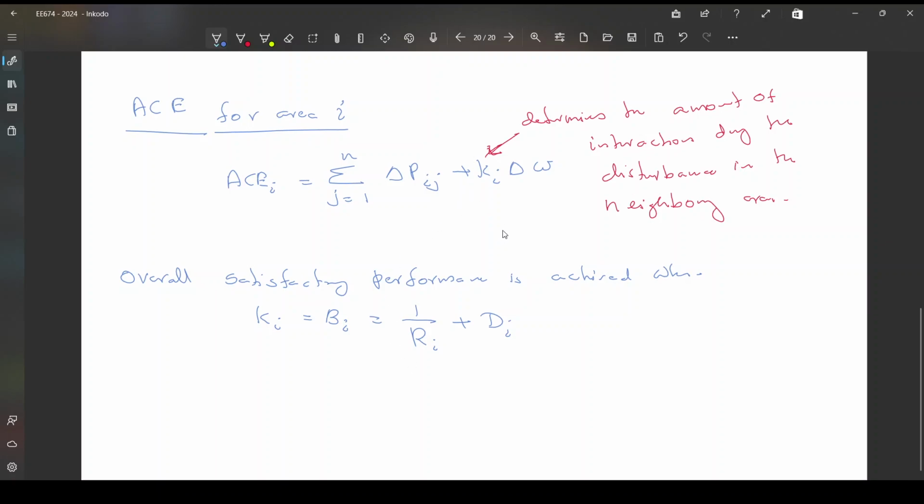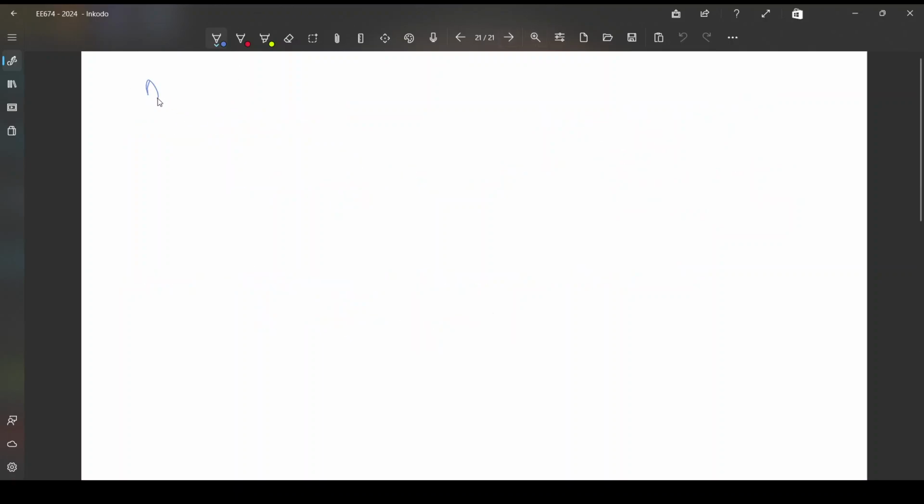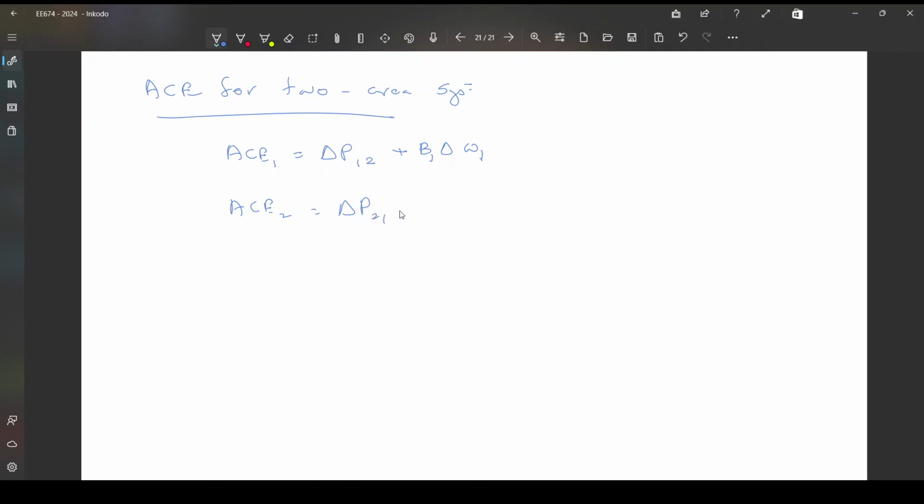So if you consider the two area network that we were discussing, we can write the area control error for the two area system as ACE1 equals delta P12 plus B1 delta omega 1, because K1 is equal to B1, and ACE2 equals delta P21 plus B2 delta omega 2, right?